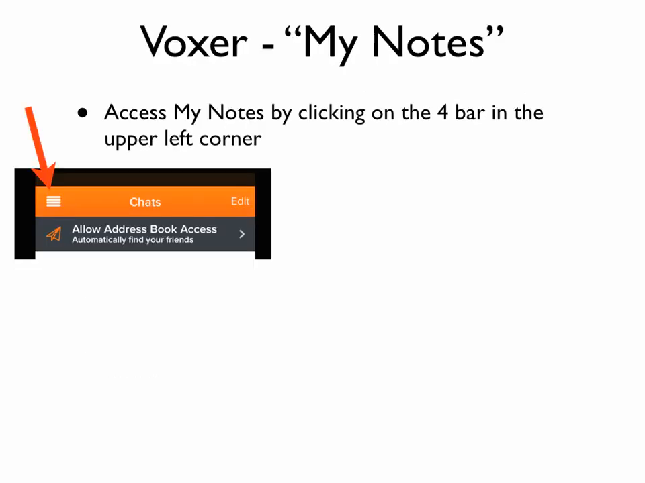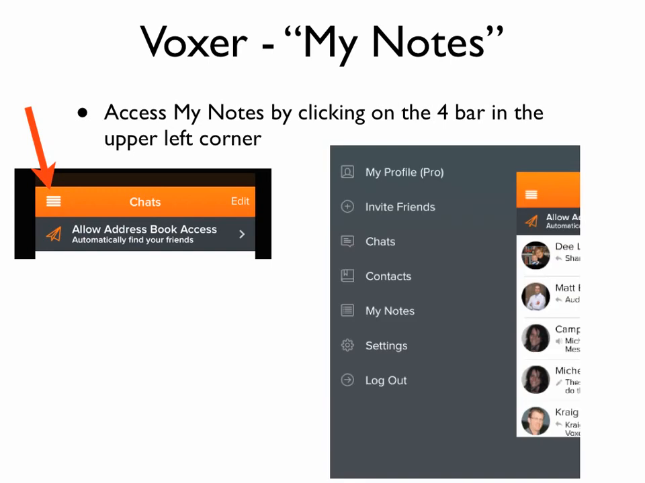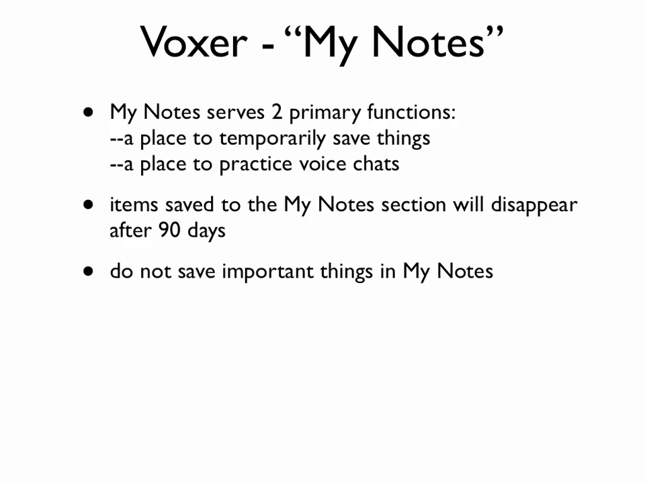Now, saving things on Voxer. Let's talk about My Notes. You can access My Notes by clicking on the 4 bars in the upper left corner. Then this screen appears and you can click on My Notes. Now, My Notes, from my perspective, has 2 primary functions. It's a place to temporarily save things, and it's a place to practice voice chats.